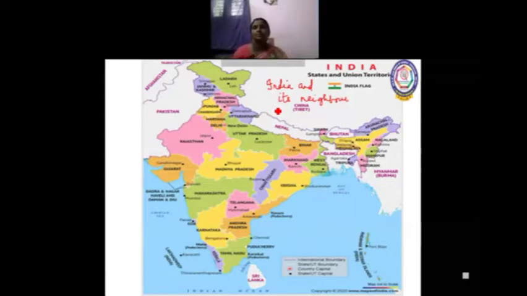Now, this is the present map. Are you getting my point? This is said to be the present map, and this is the map which we are having presently. After all the segregation of union territories and the states, now this is the map which we are having presently. Okay, children, let's start the lesson.